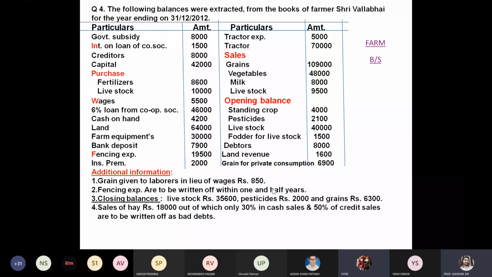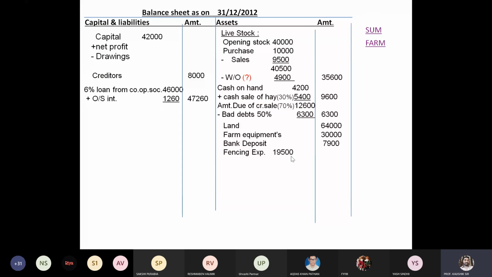Okay. Yes. So fencing expenditure is an asset. So it will be shown in the balance sheet as an asset. Go to the balance sheet. Fencing expenditure 19,500. Written off amount rupees 13,000 will be deducted. So the remaining 6,500 will be carried forward for the next year.